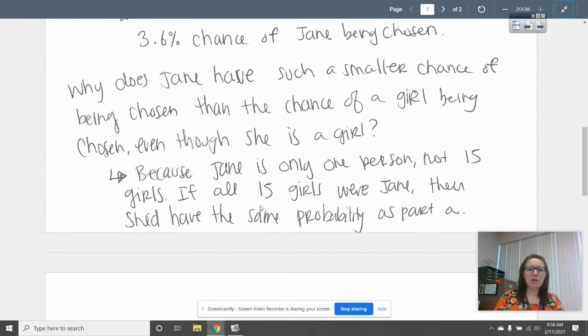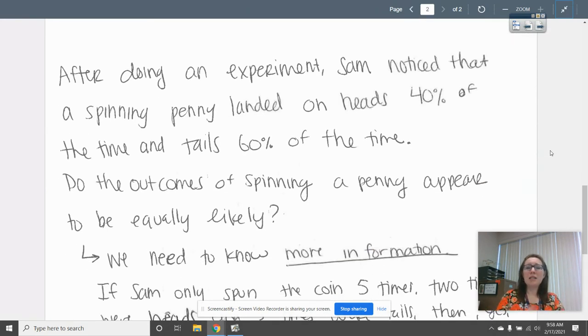Now I have another question. After doing an experiment, Sam noticed that a spinning penny landed on heads 40% of the time and tails 60% of the time. So a spinning penny, imagine we have a penny and we just spin it, it spins around on your desk, and eventually it lands. Okay? Well, we know a penny has just heads or tails. So there's only two choices. So really we would expect it to be 50-50. We'd expect half the time it to land on heads, half the time tails.